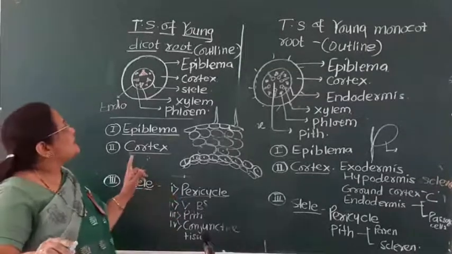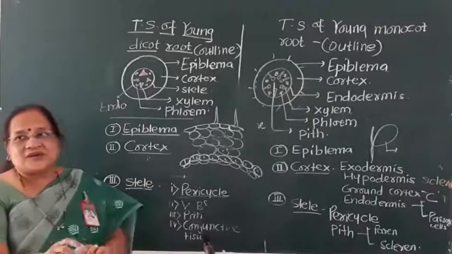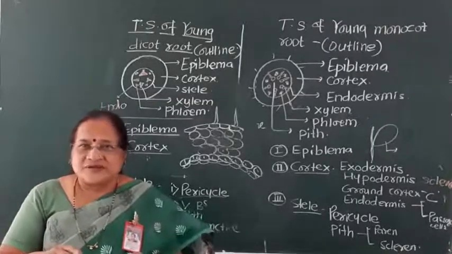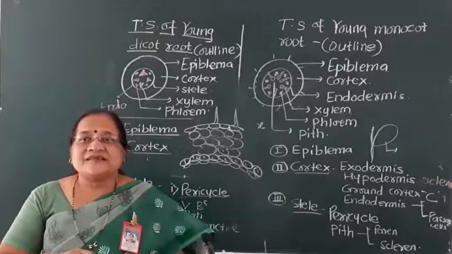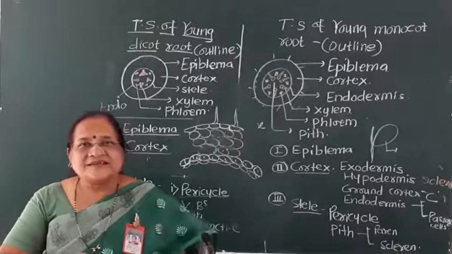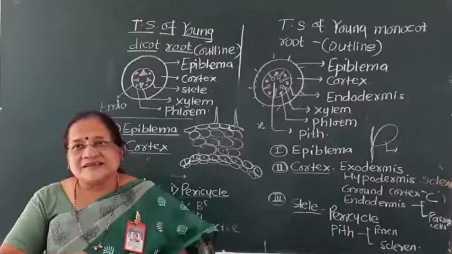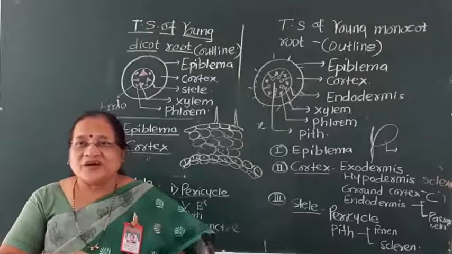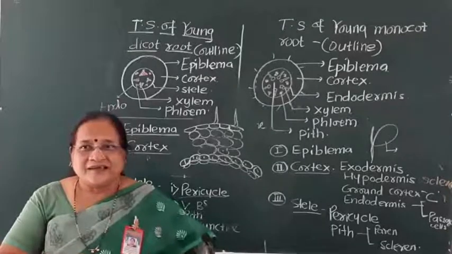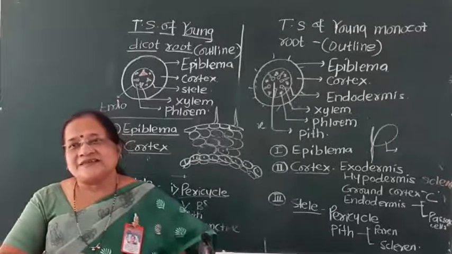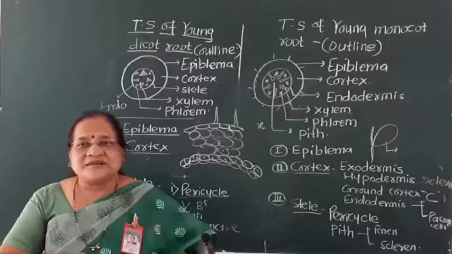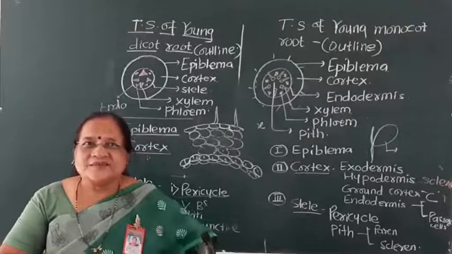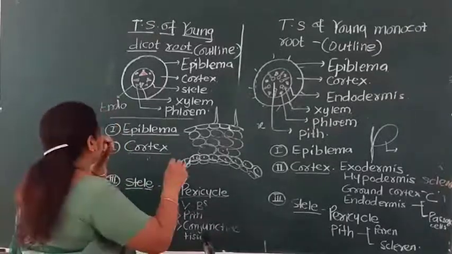In a dicot root or any root, the arrangement of these vascular bundles is radial. So what is this radial arrangement? The patches of xylem and phloem are present on different radii. Radii in Marathi we call trija. So the xylem and phloem are not on the same radius, but are present on different radii.